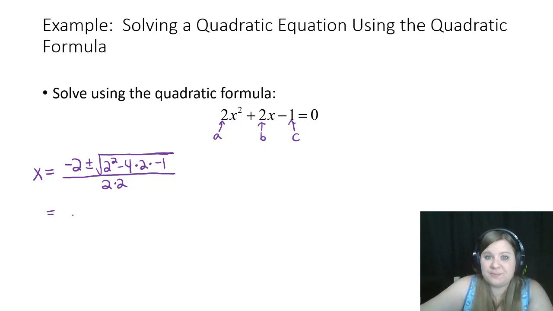So we're going to go ahead and simplify some stuff here, okay? So I have negative 2 plus or minus the square root. 2 squared is 4. Then I have minus 4 times 2 times negative 1.